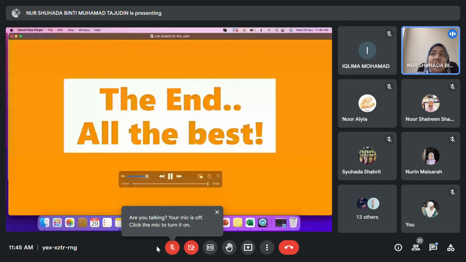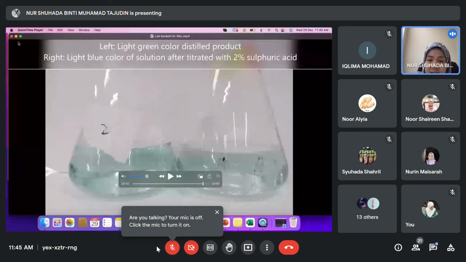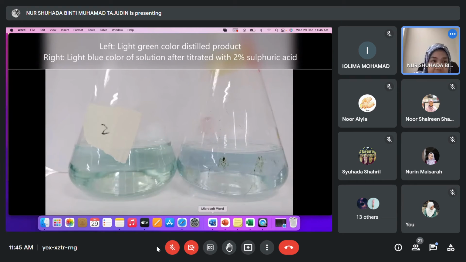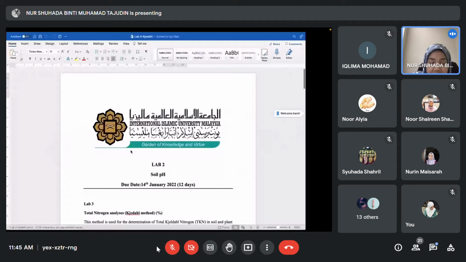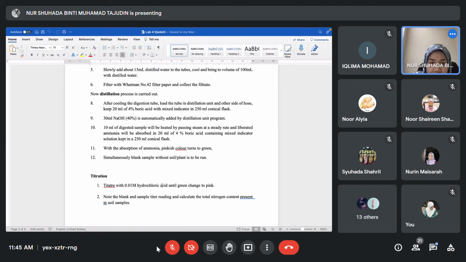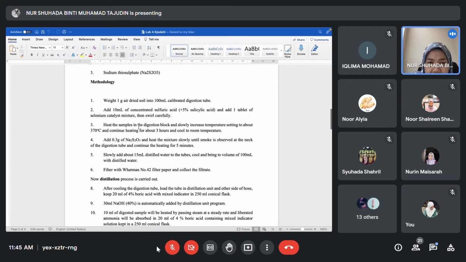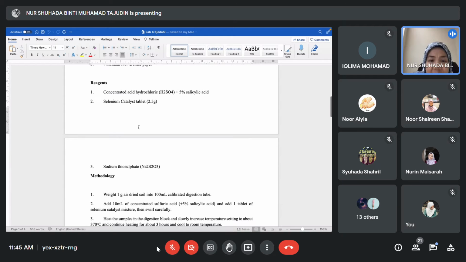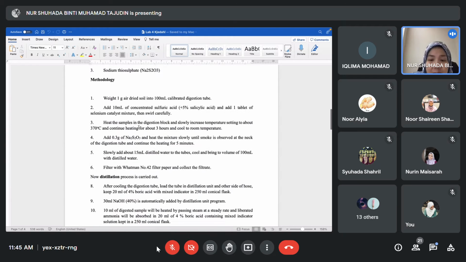Atau sesetengah kalau dekat dalam method saya ni dia pakai, sekejap, dia pakai lain. Student saya pakai indikator lain. Dia pakai indikator apa ya? Alamak, dalam ni tak ada pula. Okay, kita ada pakai indikator. Nanti saya double confirm balik.